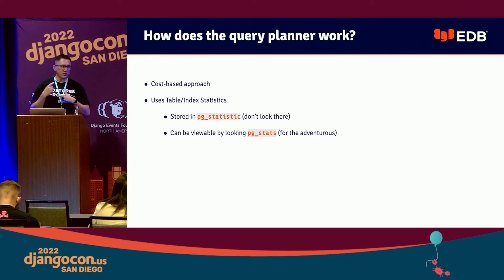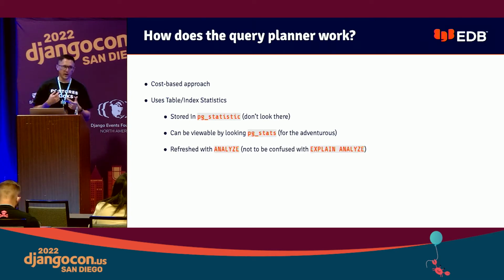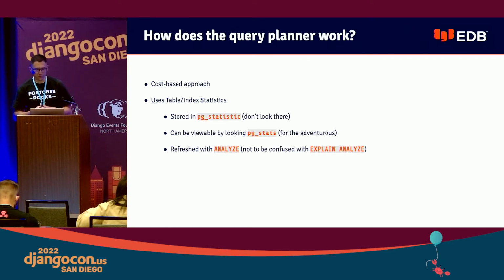Now, to refresh the statistics, you want to use a command called analyze. You say analyze and then press enter, and you analyze the entire database. If you type analyze and a table name, you analyze just that table. Now, don't confuse this with explain analyze. Explain analyze takes the explain and then analyzes that query to give you output. The analyze command by itself refreshes statistics in the database. Okay.